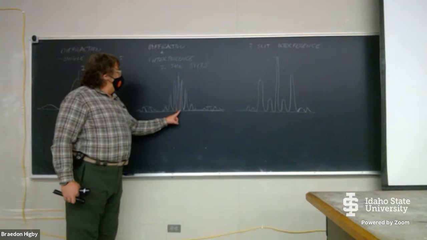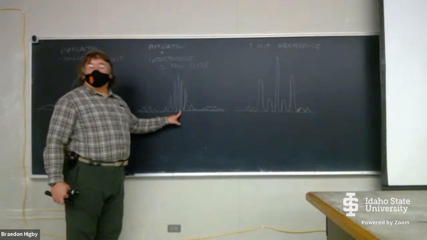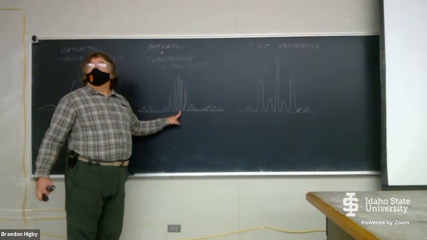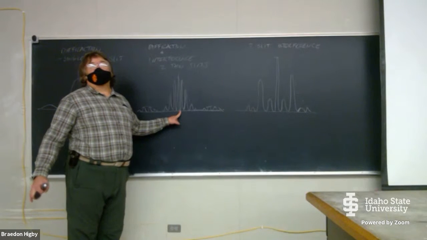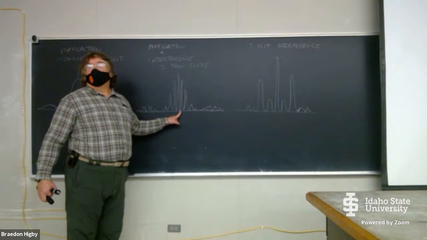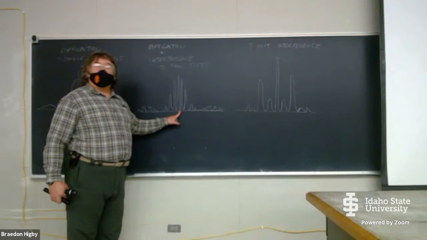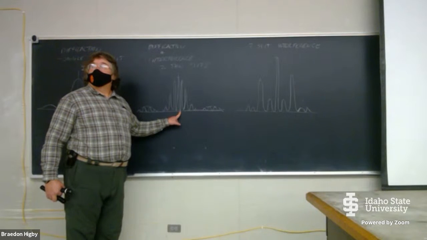And that first dim spot right here, where they cancel out from the beginning, is where the path difference from one slit to the screen versus the other slit to the screen is exactly a half wavelength. So light from one slit travels exactly one half wavelength farther than the other, and so we get completely destructive interference.